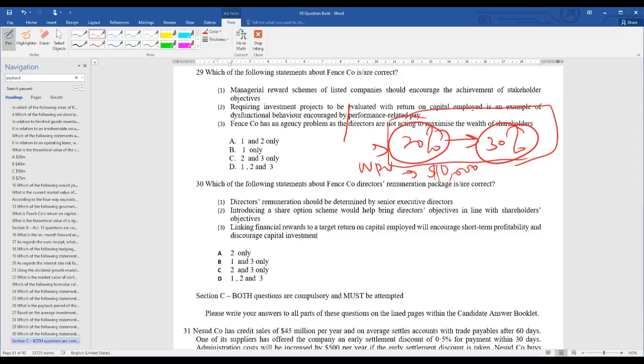So if the managers prefer NPV, is it true or not that it is a dysfunctional behavior? No, it's not. I don't think it's an encouragement of dysfunctional behavior because they don't have control over the NPV. So if anything, that's a good proposal. If it is managers who are proposing that method, I don't think this is dysfunctional behavior.